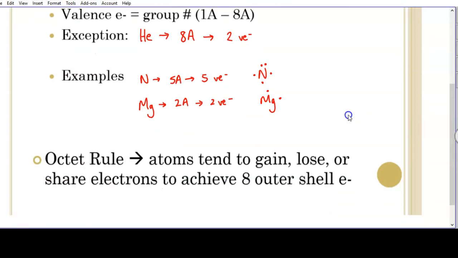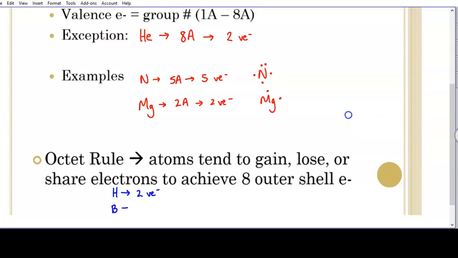We're going to talk about the octet rule because the next slide we're going to draw structures for molecules. The octet rule states that atoms tend to gain, lose, or share electrons to achieve 8 outer shell electrons. There are quite a few exceptions to this. One that's really important is hydrogen. Even when it bonds, it only wants a total of 2 valence electrons. So it can only form 1 bond, and it's never the central atom.